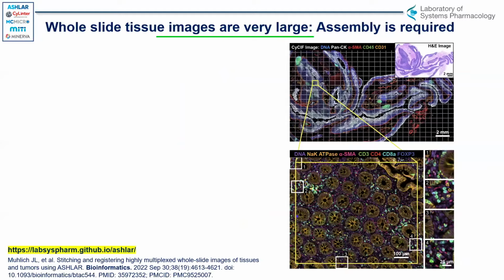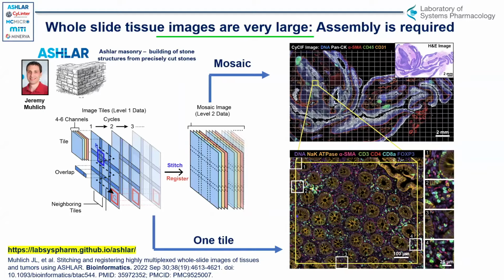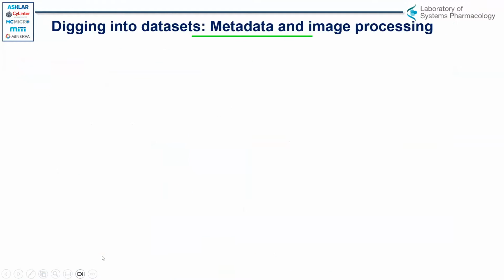You get these slides, they're rather large, they're composed of many different tiles, often hundreds of tiles that have a tremendous amount of informative subcellular resolution data that need to be stitched together. Each tile has multiple channels, and then again, you need to stitch them across and then do registration across cycles. So rather challenging. So the group developed a software by Jeremy Muhlich called Ashlar, named after the ashlar masonry. You can find that at our GitHub and also in this manuscript here.